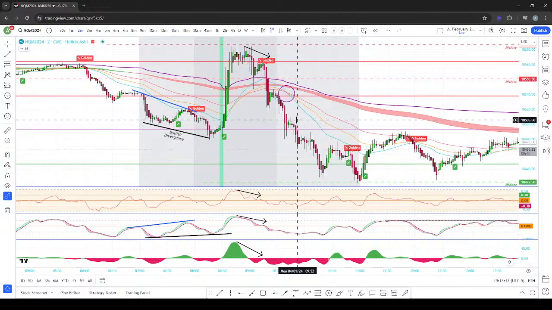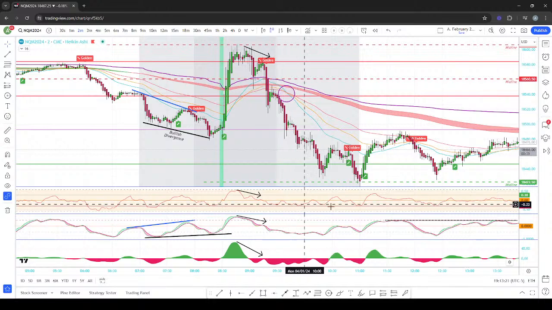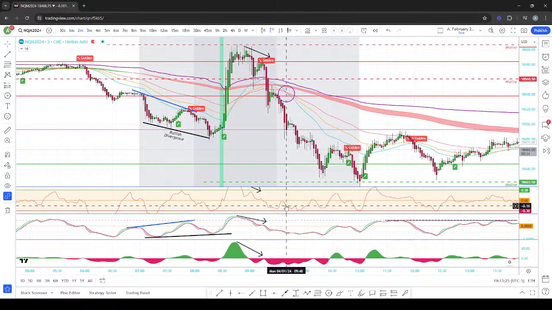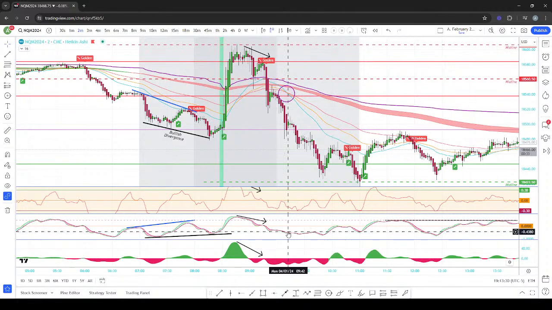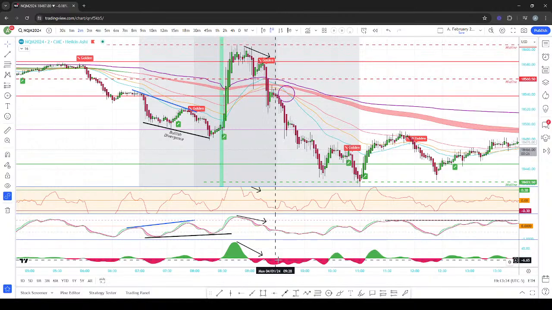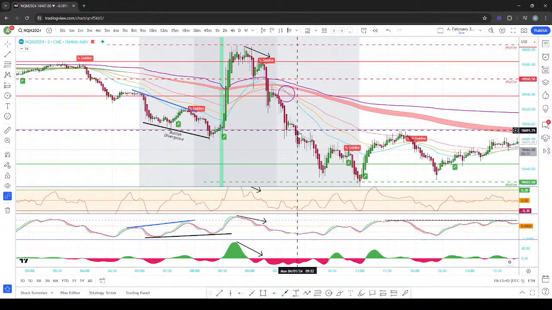So the confluences for this as well is that the ultimate oscillator right here is under the zero line, and the TSI is also underneath the zero line, and already the TTM squeeze is under the zero line too, so this would be another great area to enter that trade.